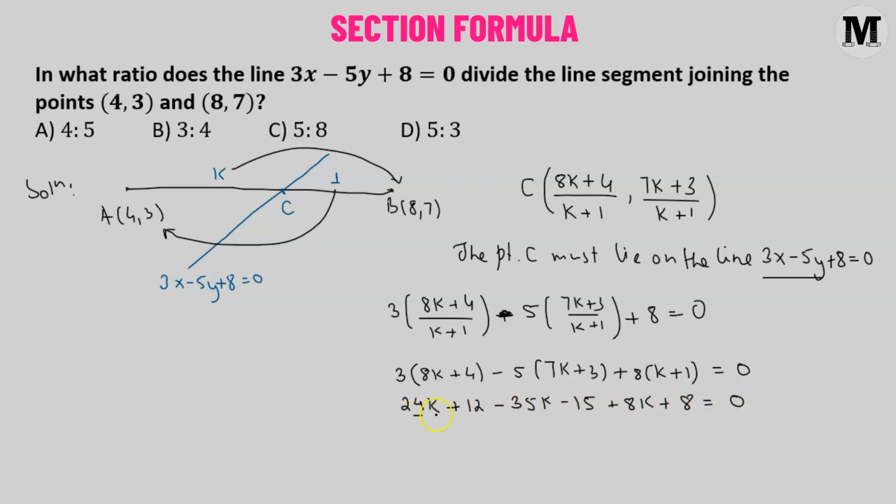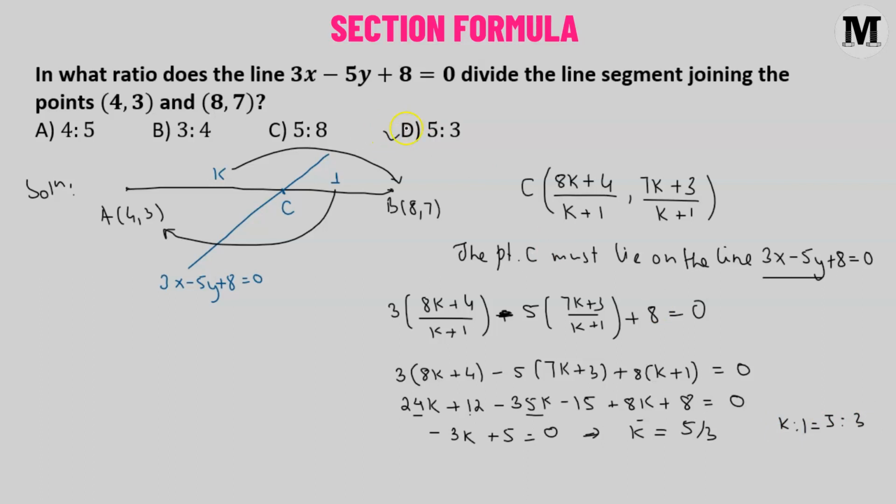So we have 24k plus 8k, that's going to be 32k, and 32k minus 35k, that's going to be negative 3k. Fine. So I've taken care of the k part. Now we have 12 minus 15, that's negative 3. Negative 3 plus 8, that's going to be positive 5. So this will be equals to 0. So the value of k comes out to be 5 by 3. Or we can simply say that the ratio k is to 1 is going to be 5:3.